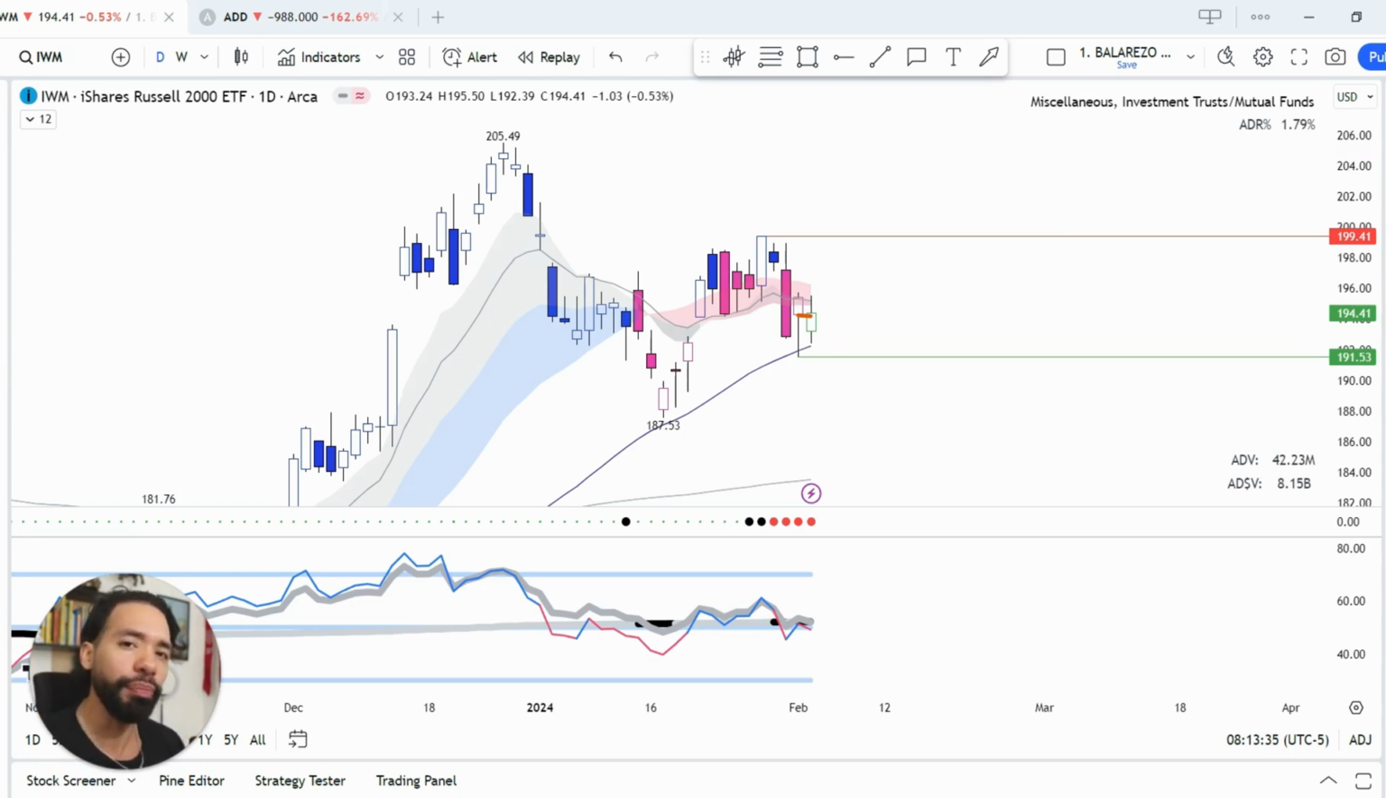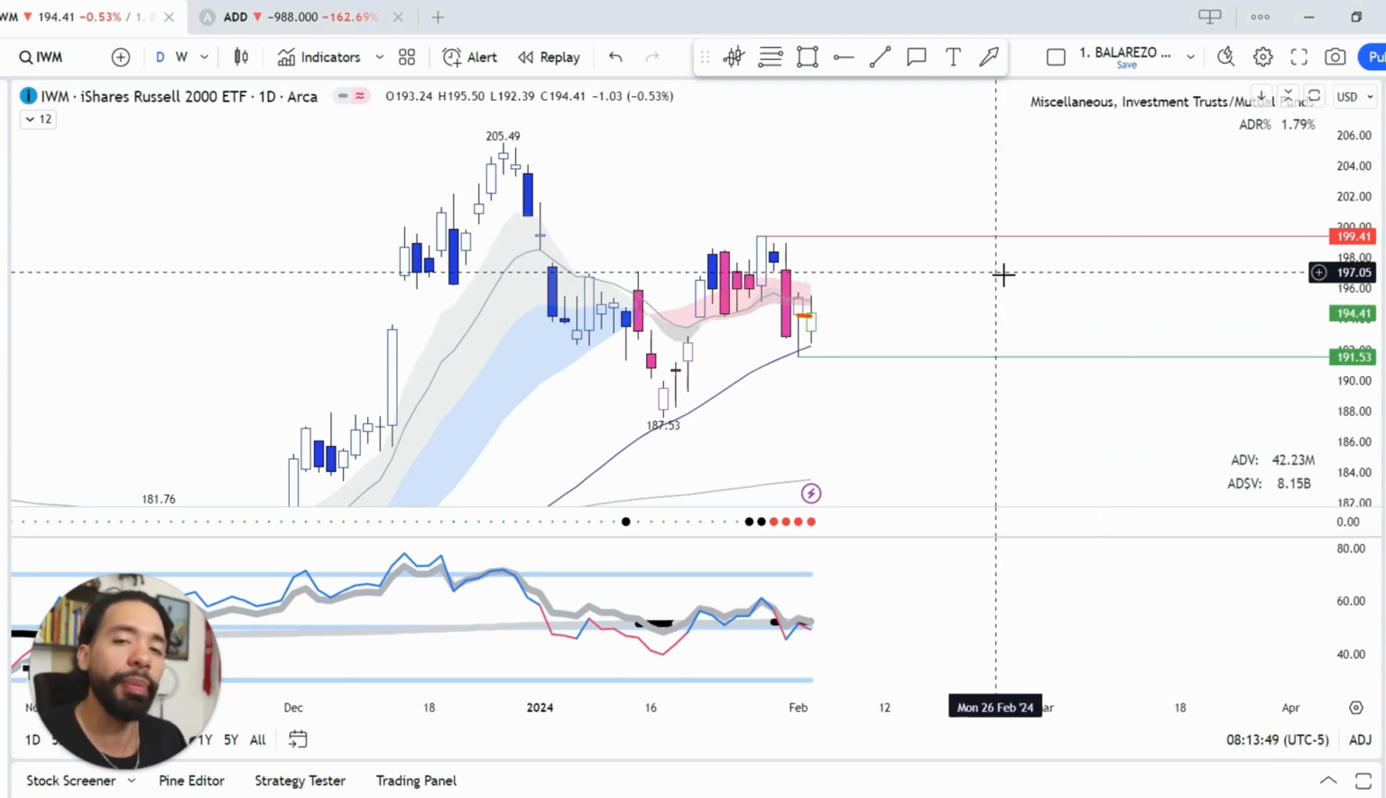And I do think that it is important to have that scenario in mind, especially if you're trading those kind of growth names that are related to the Russell 2000. So that is kind of what is happening in the IWM.